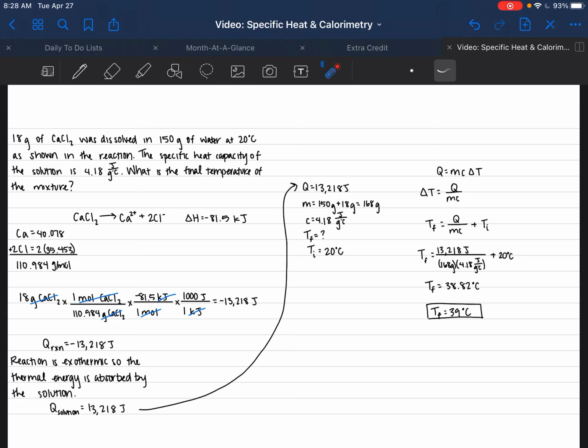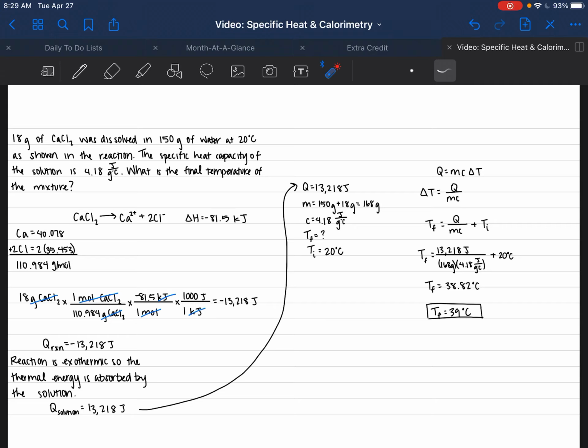I went ahead and found my molar mass for calcium chloride because I know we're given an 18-gram sample, but you can only use moles when working with this reaction. So I need to convert those grams to moles. So that's what I went ahead and started to do. I took my 18-gram sample of calcium chloride. I multiplied by 1 mole of calcium chloride is 110.984 grams. Notice my grams will cancel out there.